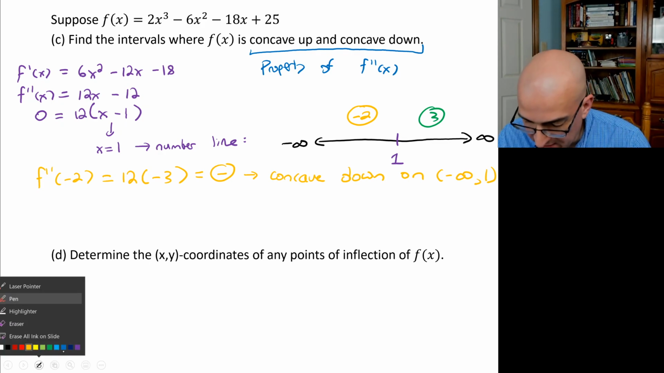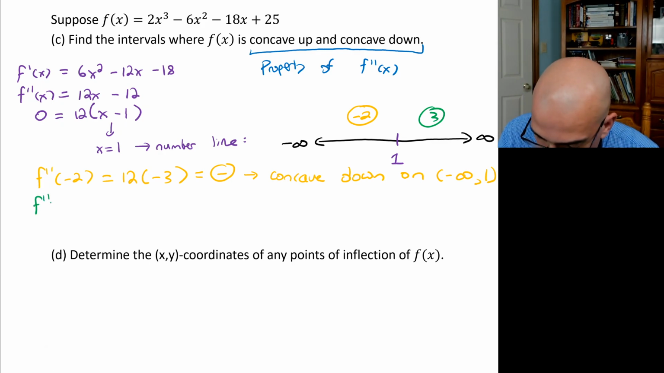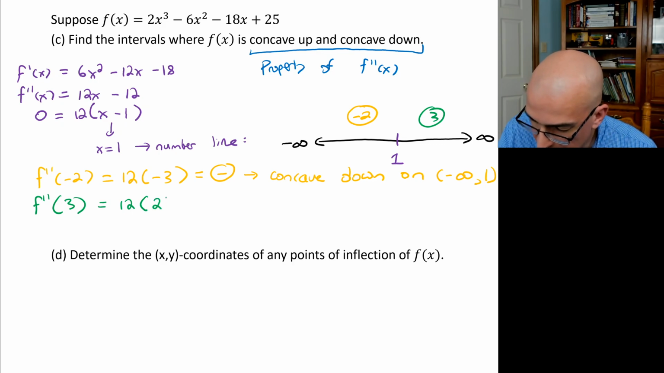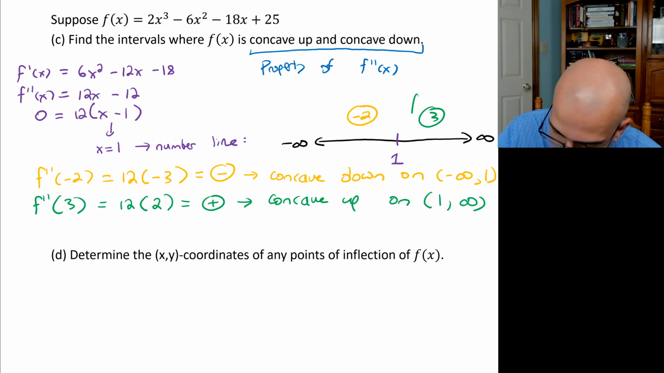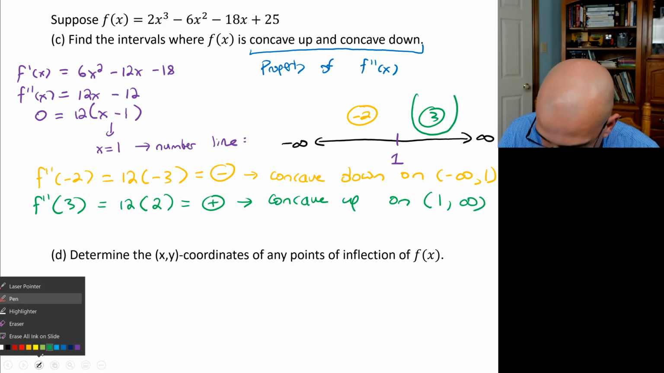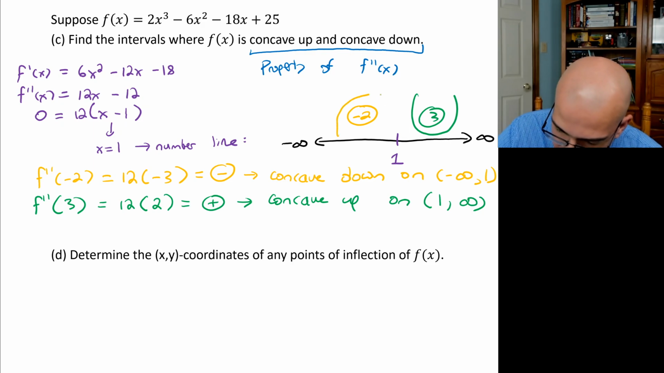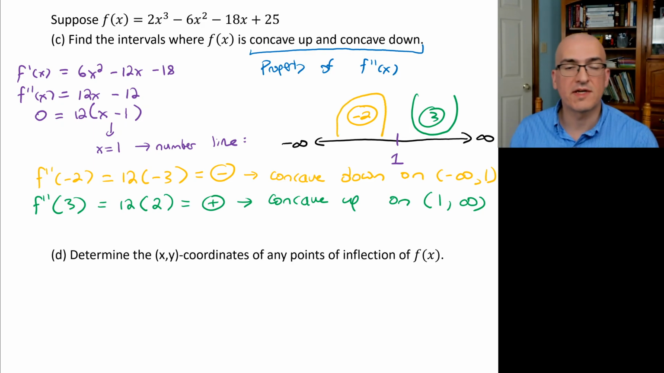Now we check the second derivative at the next test value. F double prime at 3. So we have 12 times 3 minus 1, so 12 times 2, which is positive, and that means it's concave up on that interval from 1 to infinity. I'm going to put a little up bowl and a little down bowl to indicate what the shape is inside those two different regions.